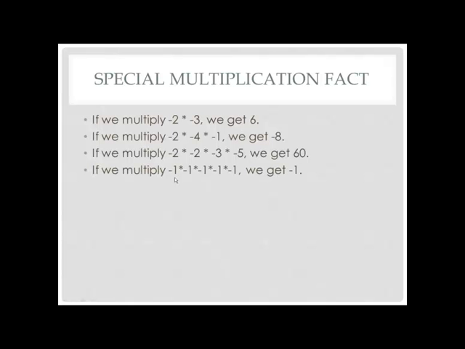Okay, if I multiply negative 1 times negative 1 times negative 1 times negative 1, that's 5 times there, we'll get negative 1. Now let's figure out the pattern we have. 2 negative numbers, positive answer. 3 negative numbers being multiplied, negative answer. 4 negative numbers being multiplied, positive answer. 5 negative numbers being multiplied, negative answer.